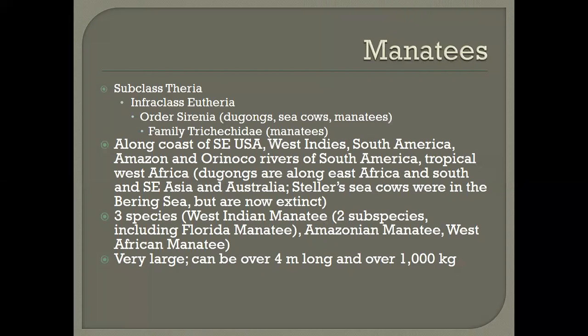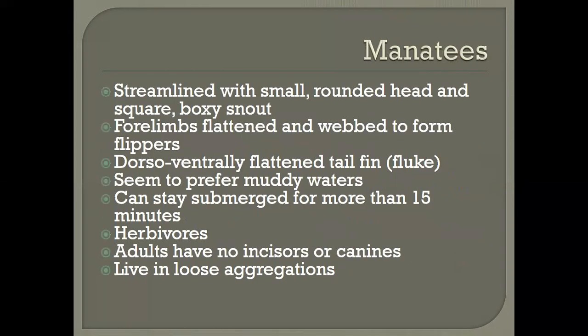There are three species left, some with subspecies. These creatures are large, they are herbivores, they grow over 4 meters long, they are relatively slow at swimming, and they're over 1,000 kilograms. I don't have time to tell you everything I would like to tell you about manatees. These are by far one of my favorites of the mammalian groups. They have a rounded head, and a square, boxy snout. Their forelimbs are flattened and look like they're webbed, but really they look like lobes.